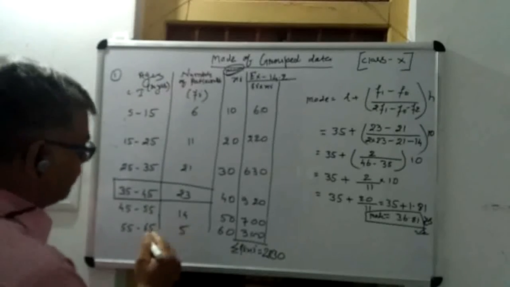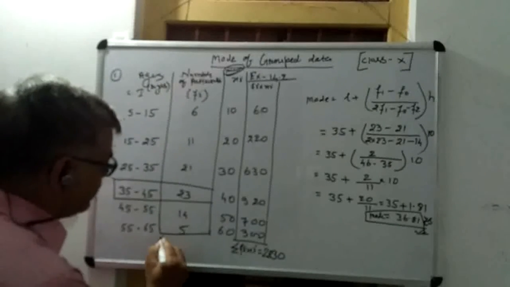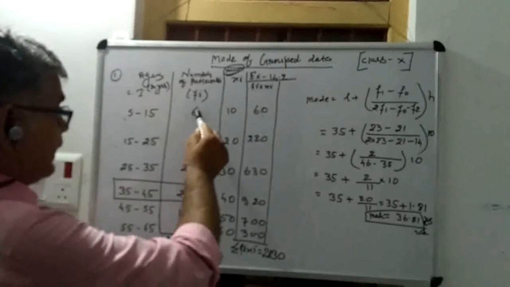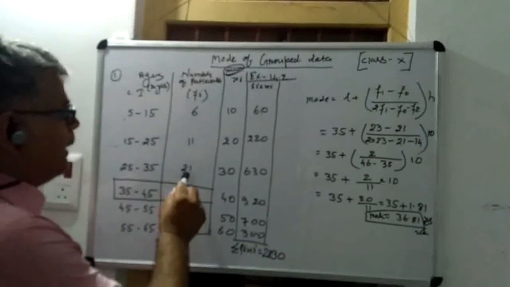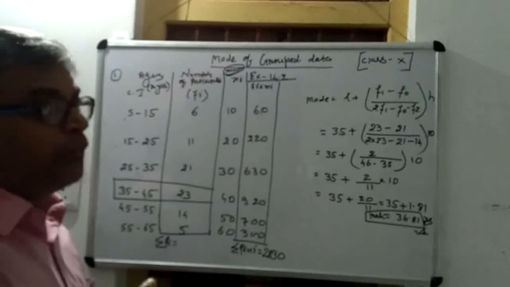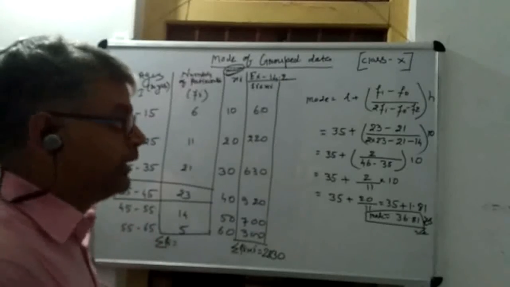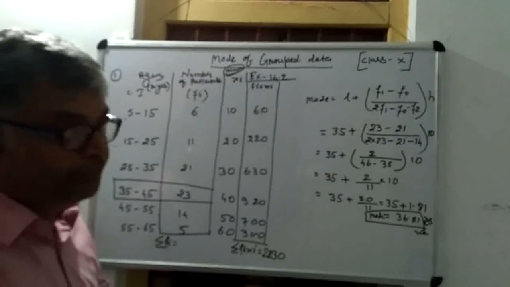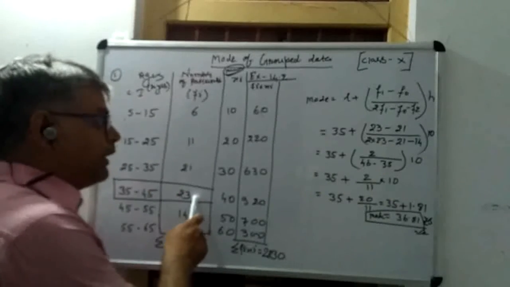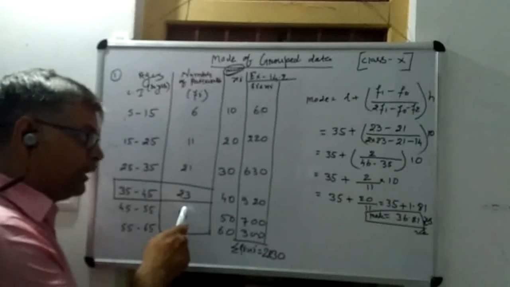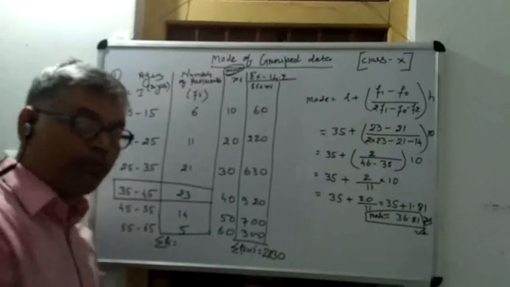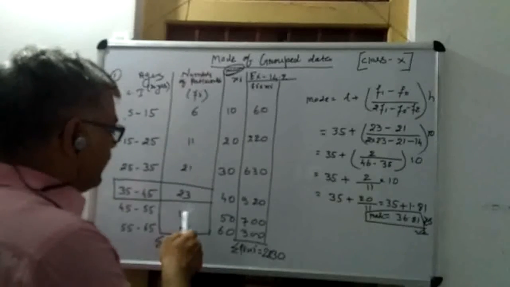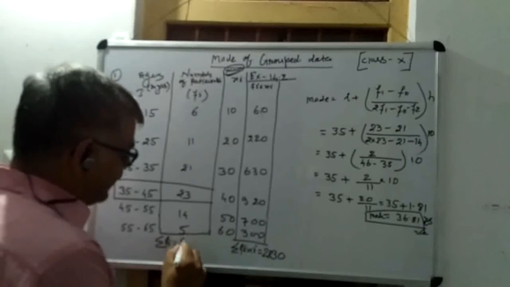Now you calculate the sigma fi also, because we need it in the mean. So sigma fi will be, add it all together, 6 plus 11, 17, 17 plus 21, 21 plus 10, 31 plus 7, 38, 38 plus 23, 38 plus 20 will be 58 plus 3, that is 61. 61 plus 10, 71 plus 4, 75 plus 5, that is 80.